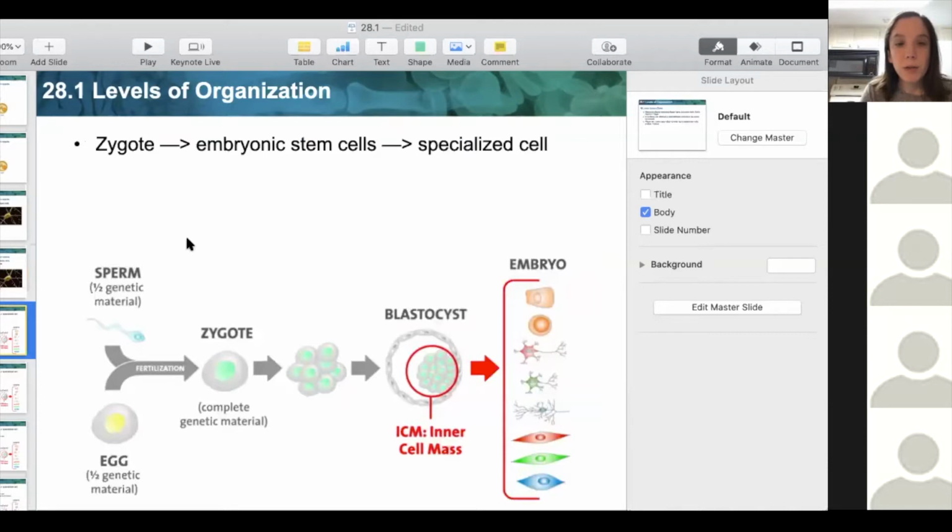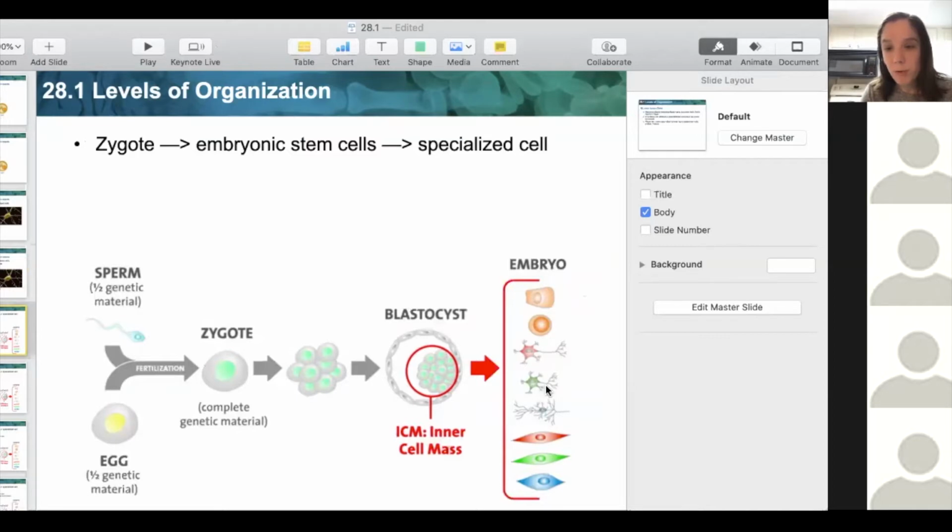Okay, so from a single zygote, you have the first cell of the new human being after the egg and the sperm meet. And then from that, they start to divide into more cells. Those cells start to become more organized into a sphere. And based on the location of those cells, they will become different cells in the body.